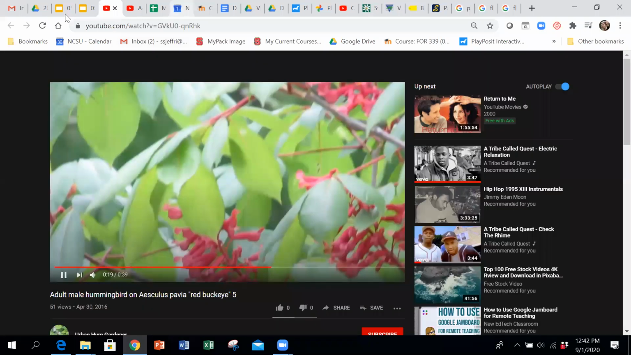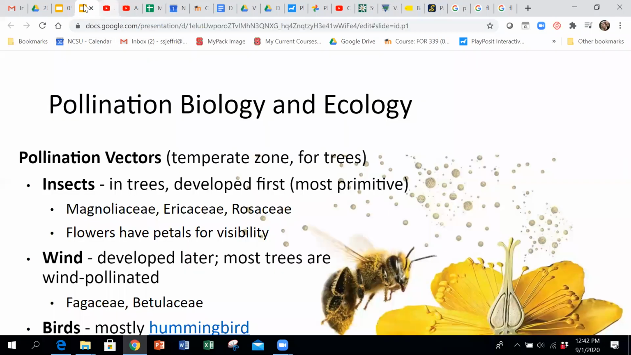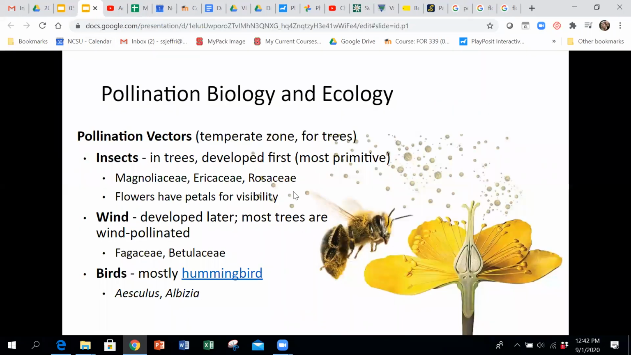So this is taking a while to load, so I'm going to X out of here and go back. Also, similarly, later in the season, the albizia, our mimosa tree, is also hummingbird pollinated, and they have those really showy flowers.